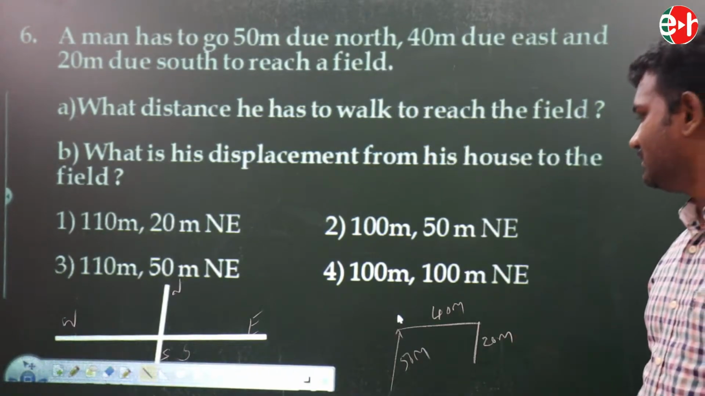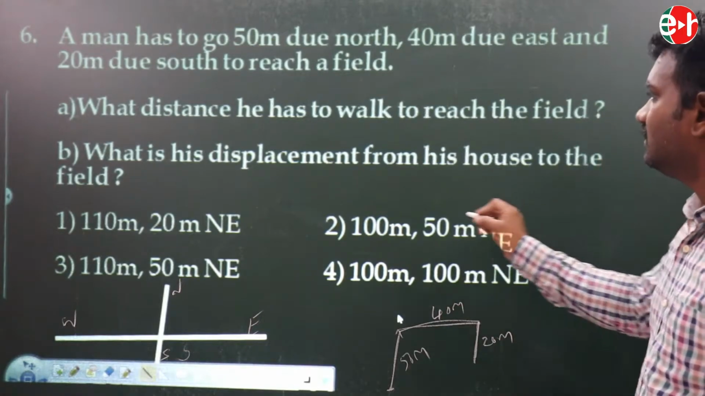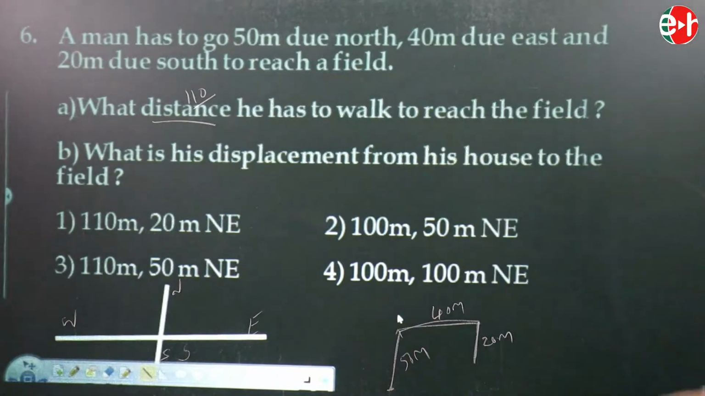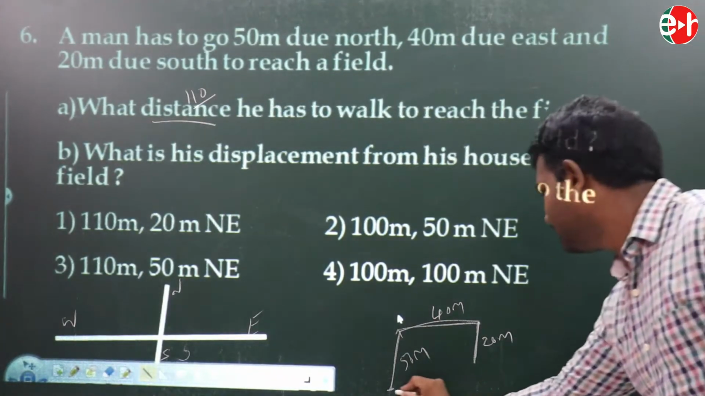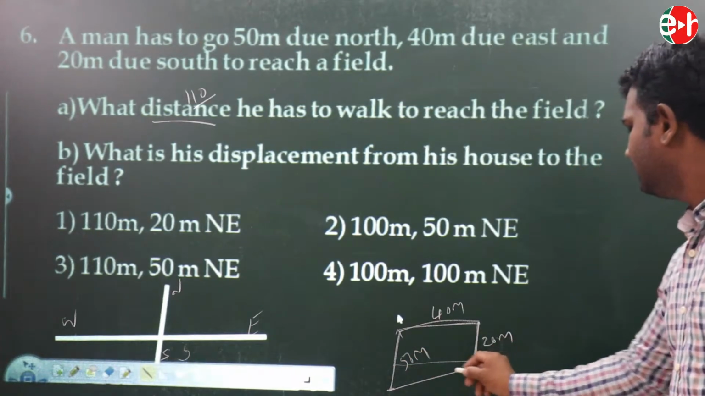So what is the distance? Distance means total path. 50 plus 40, 90, plus 20, 110. So distance is equal to 110. And what is his displacement? Displacement means shortest path. So this is the shortest path. So can I draw a line like this?